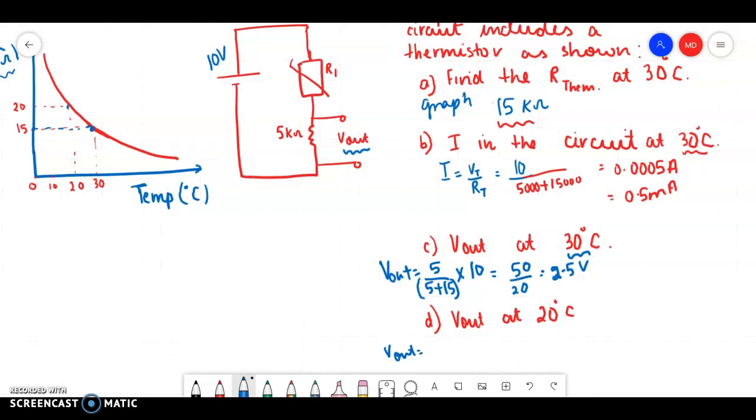So V output at 20, the resistance is 5. Total is 5 plus, now what's the value of the thermistor's resistance at 20 degrees Celsius? It's 20, times V input. So it's 50 over 25, and V output is now only 2 volts. So we can see as the temperature is decreasing, the V output is getting a lesser share of the input supply. Out of the 10 volts, it was getting 2.5 at 30 degrees Celsius, but at 20 degrees Celsius, it's only getting 2 volts. As the temperature is decreasing, the thermistor is increasing its resistance, so it gets a higher share of the input supply.